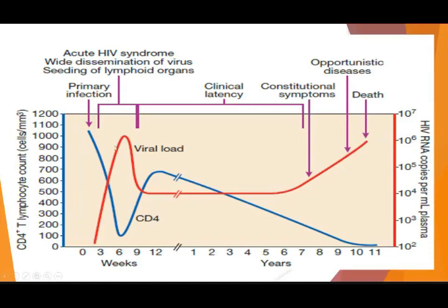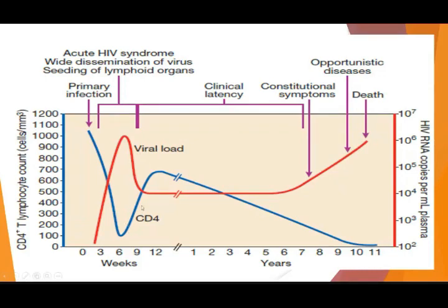So at the initial infection, the CD4 count is high. After time, the CD4 count will be low. During acute infection, there will be depletion of the CD4 cells because the body has not yet developed the typical immune response to counteract the virus.